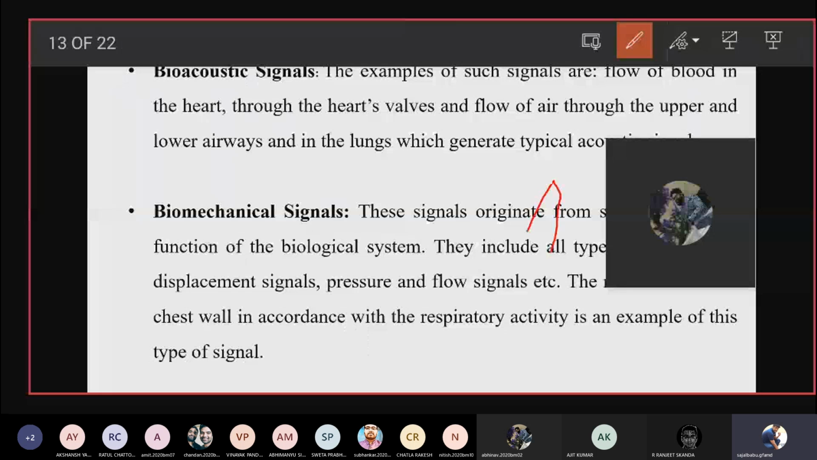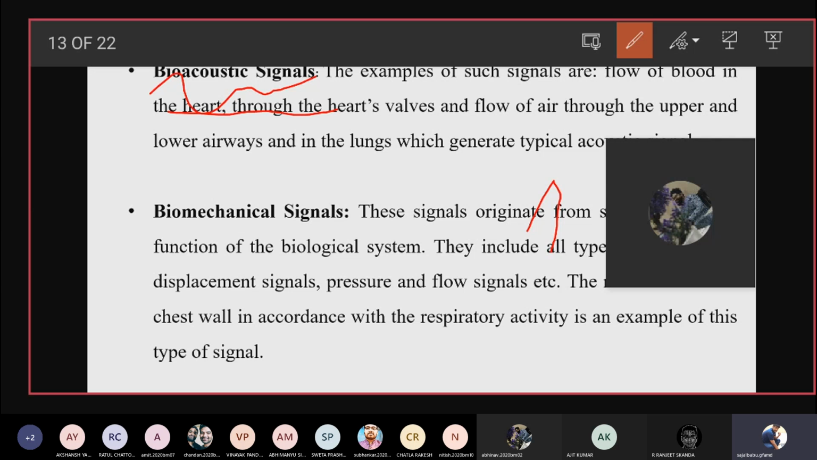Okay. So the next important source of biosignals is bioacoustic signals. These are the sound signals, you may call them, because electrical signals we had already gone through, the bioelectric signals, and the bioelectric signals are generated by your nerve cells and muscle cells. And the next type of source of biosignals is bioacoustic signals.